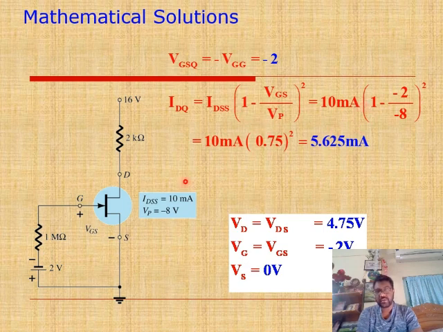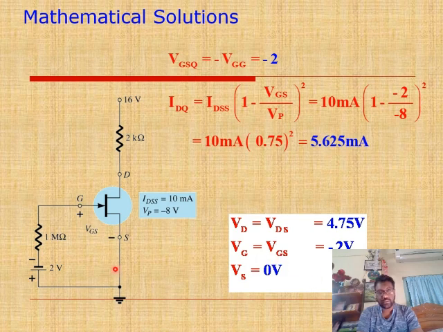The drain to source saturation current, or drain saturation current, IDSS, is 10 milliampere, where the pinch off voltage is minus 8. So we are replacing these values in this equation. IDSS is 10 milliampere into 1 minus VGS, and VGS is minus 2 again.